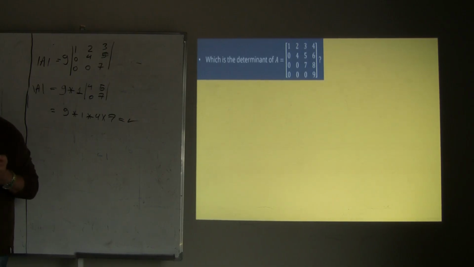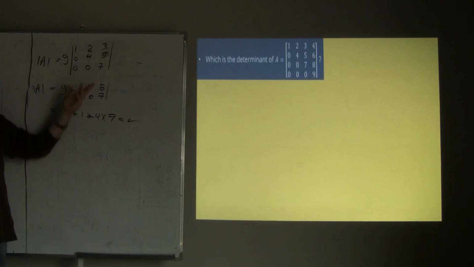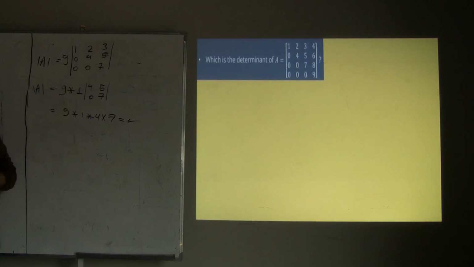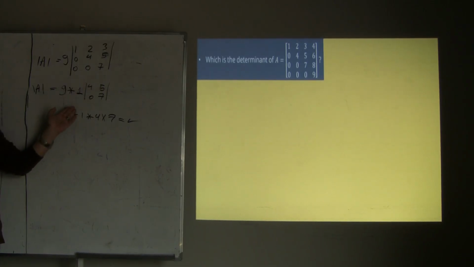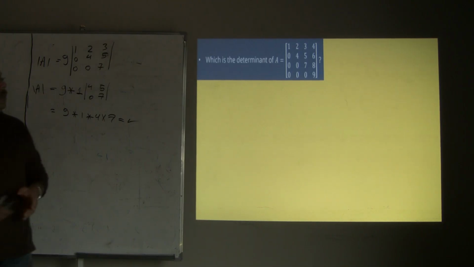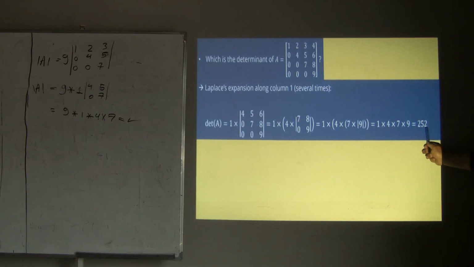If I wanted to calculate it using Sarrus, it's going to be 1 times 4 times 7. That's it. The rest of the determinants are not going to be evaluated. Do you know why? Because it's an upper triangular matrix. Am I right? So either you evaluate it using Sarrus or using the Laplace method, it's going to be the same. Okay, done. That's the evaluation. It's going to come up to 252.